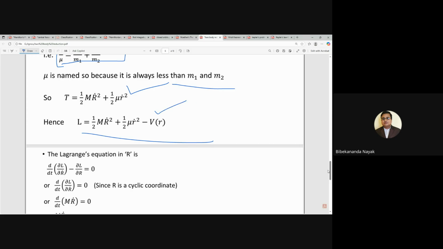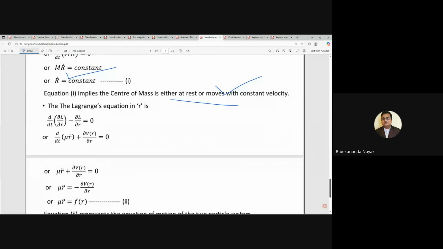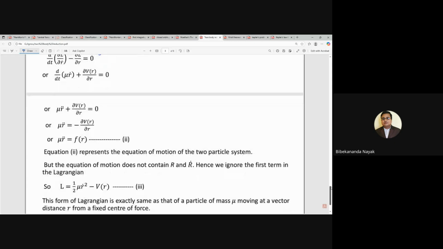Again, using Lagrange's equation of motion in terms of capital R, we find d by dt del L by del R dot minus del L by del R is equal to 0. From here, we find R dot is a constant. The center of mass is either at rest or moves with constant velocity, so it does not affect the motion of the whole system. Again, writing the equation in terms of small r, we find mu r double dot is equal to f of r.